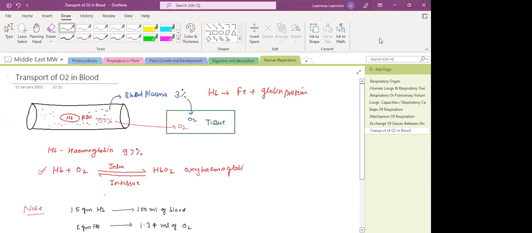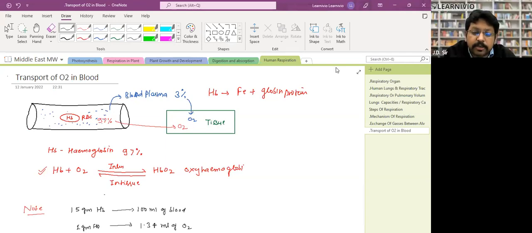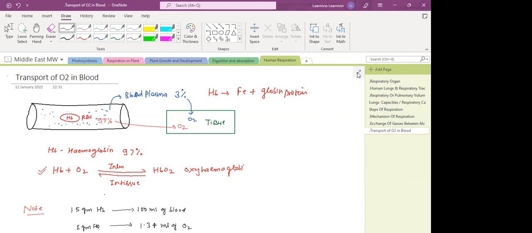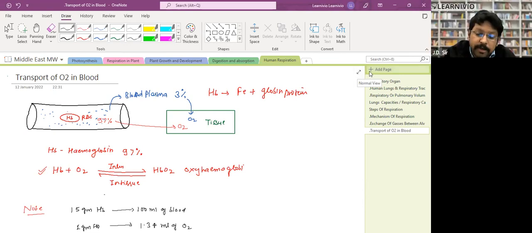Sir, is this oxygen liquid? No. Oxygen is actually in gaseous, molecular form, not liquid. Oxygen can be liquefied under very low temperature and very high pressure.